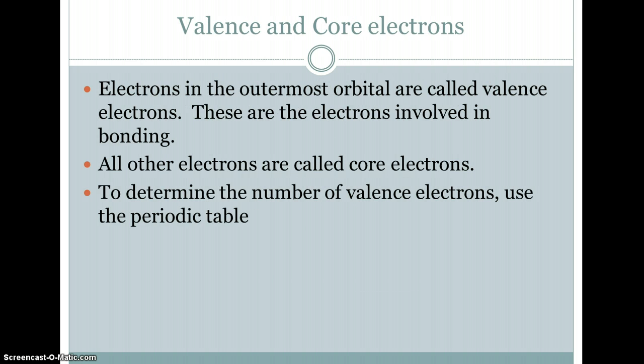Electrons in the outermost orbital are called valence electrons. These are the electrons involved in bonding. All other electrons are called core electrons, and to determine the number of valence electrons, you have to use the periodic table.